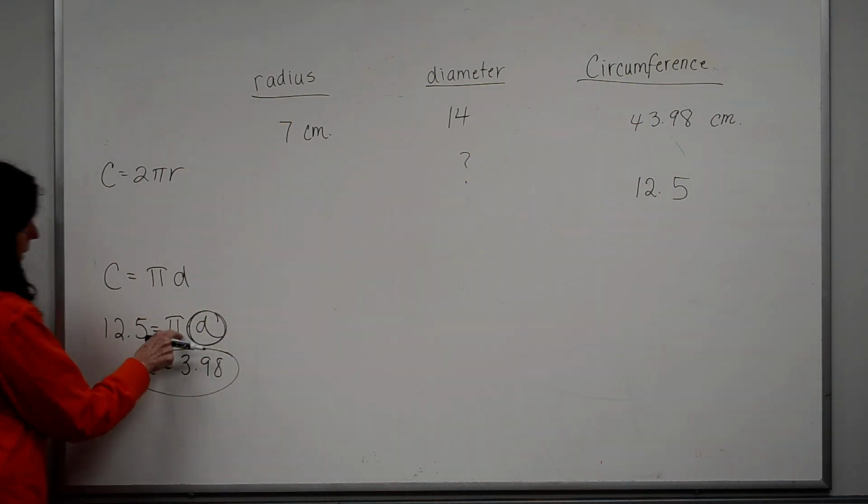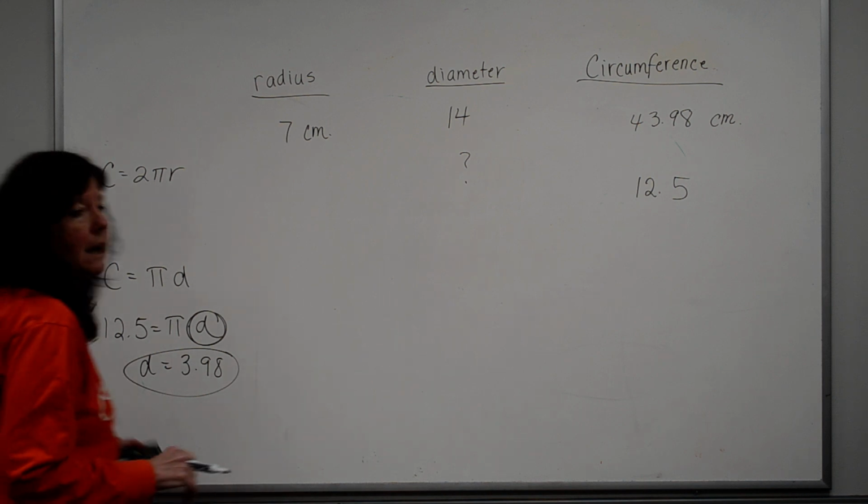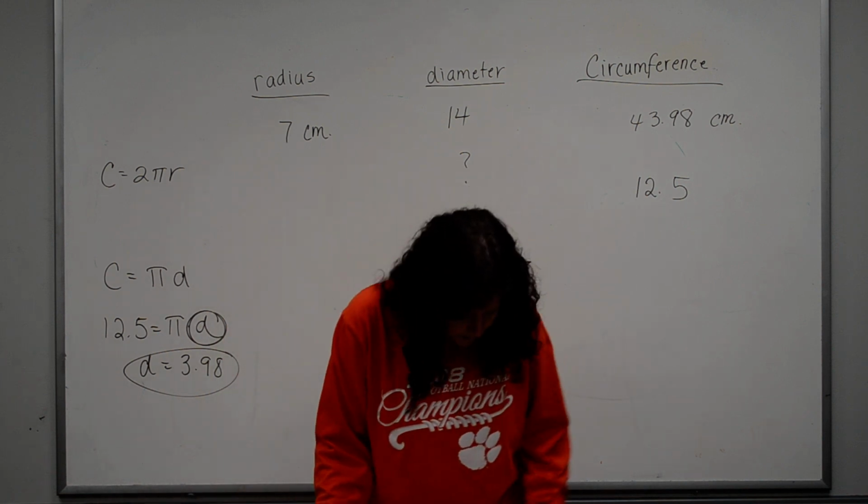How do I get that d by itself? I divide by what's keeping it from being by itself. So I divide by the pi. Okay? Okay, simple algebra. That's all that is.